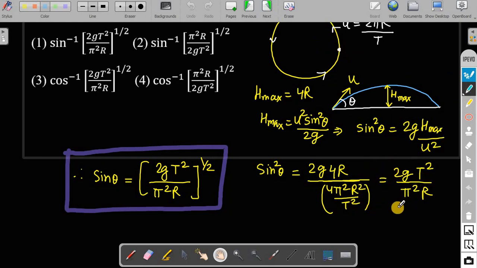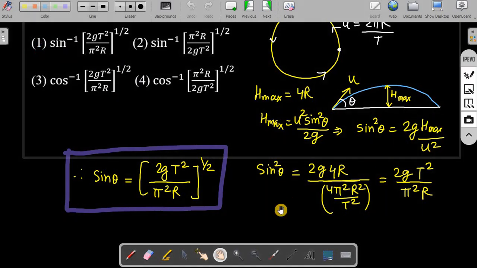So substitute for u square, which is from 2 pi R by T whole square, and simplify, and you will get sin theta. That means theta is sin inverse of this. So you will be getting the first option. Okay, let's move to the next.